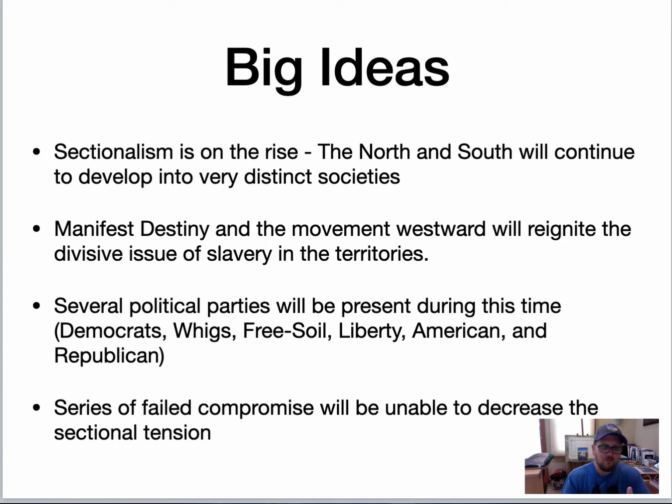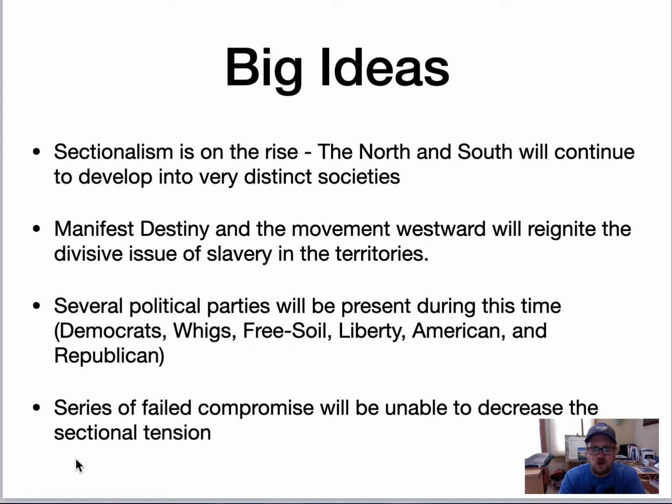The Free Soil Party being no slavery within the territories. We have the Liberty Party, which basically is an abolitionist party. We have the American Party, or the Know Nothings, which is a one-platform party based on nativism. And then we see the rise of the Republicans once those Whigs basically disband after the Kansas-Nebraska Act in 1854. And so we see this new party come up as a very regional party, a northern party. At the time period, again, no southern state would ever vote for a Republican in those first two elections of 1856 and 1860.